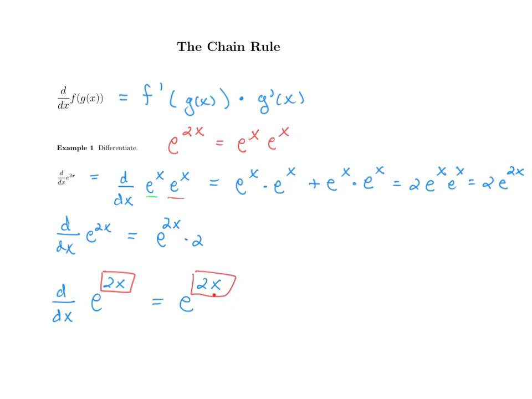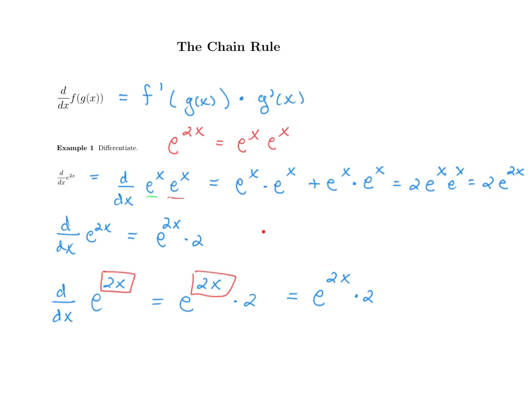Now I go back and say, well, wait a minute. This thing was not just x, it was 2x. And the chain rule says, if that happens, you then have to multiply by the derivative of this thing. And what's the derivative of 2x? The derivative of 2x is 2. And so your answer is e to the 2x times 2.